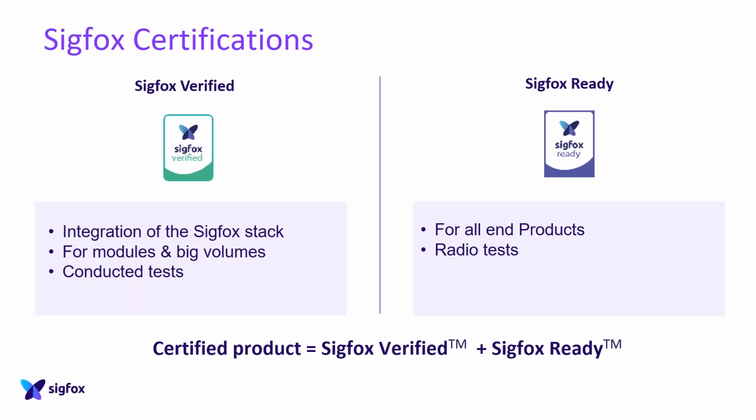Okay, so just to talk briefly regarding Sigfox certification. We've got two types of certification, which are Sigfox Verified and Sigfox Ready. Basically, when you want to do a Sigfox solution, as we say in the bottom of the slide, to get a certified product, you need to get both the Sigfox Verified and Sigfox Ready. But in most cases, for instance, when you are using a Sigfox module, all Sigfox modules are already Sigfox Verified. So in this case, you just need to go through the Sigfox Ready, which is basically a radiation testing to check the transmit power of your device.